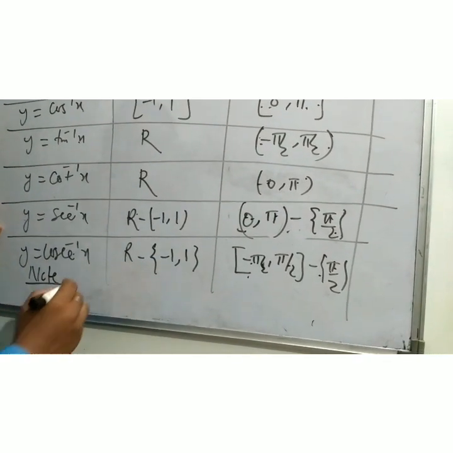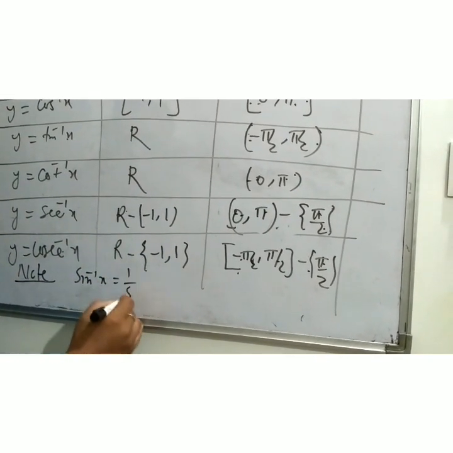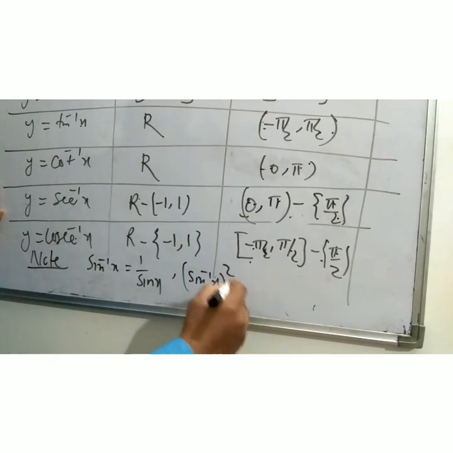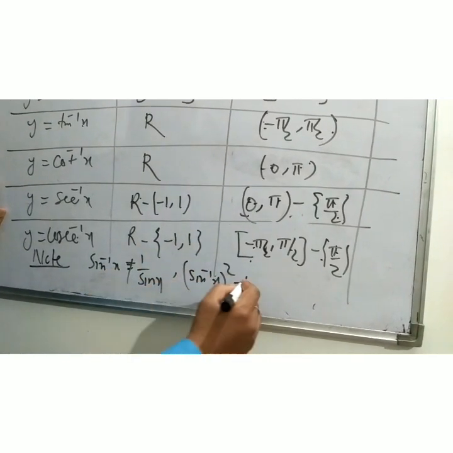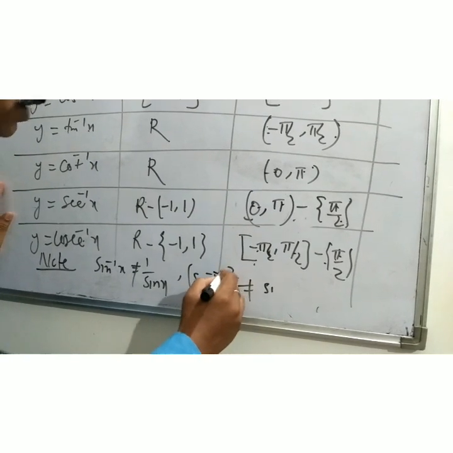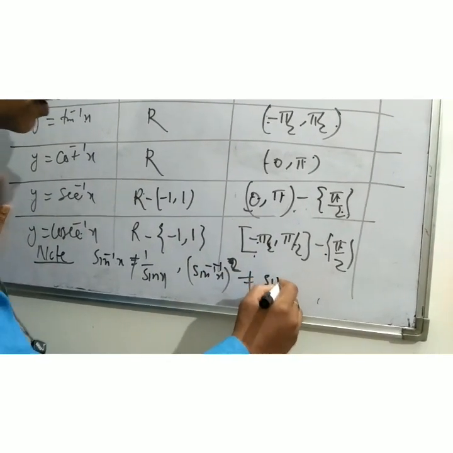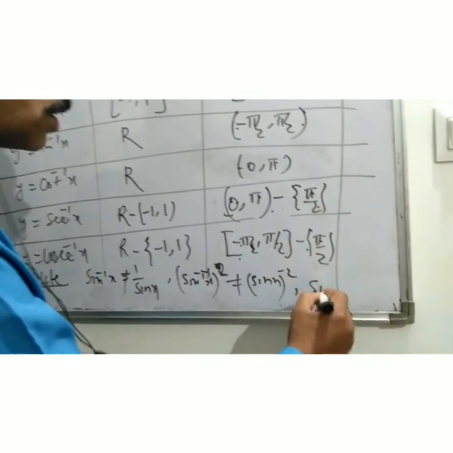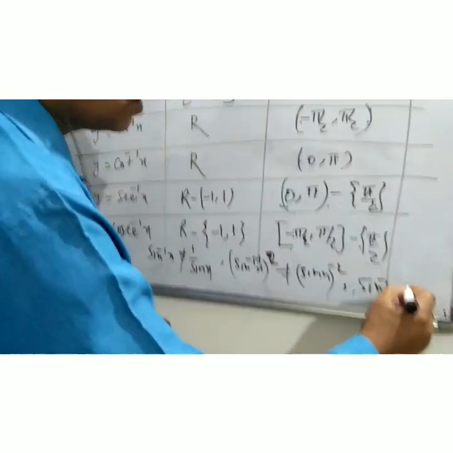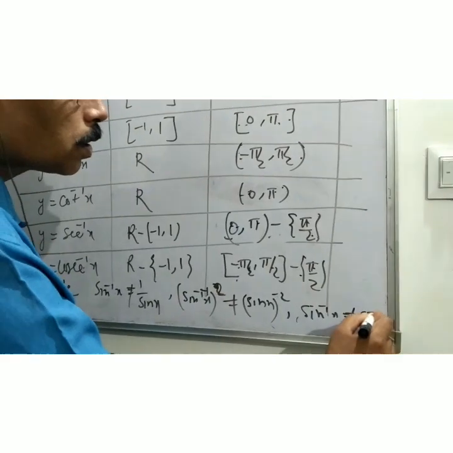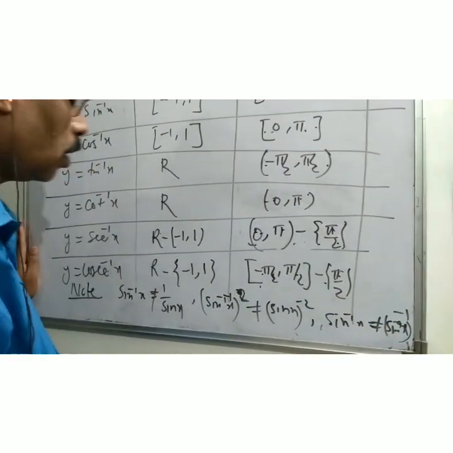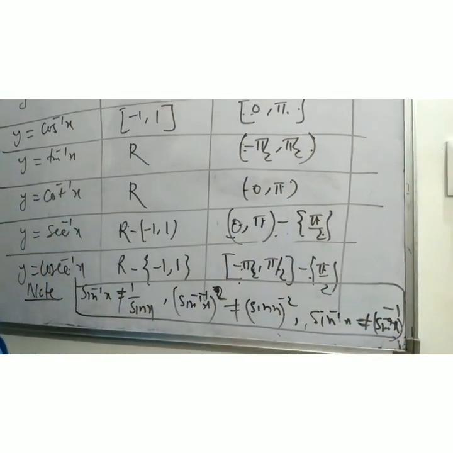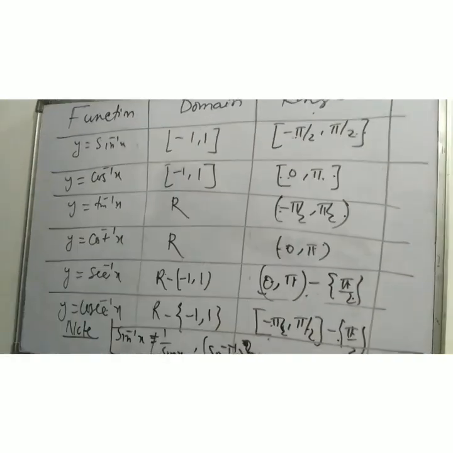So we can't write sin inverse x is equal to 1 by sin x. We can't write that. And sin inverse x whole squared is also not equal to sin x to the power minus 2. We also can't write sin inverse x as equal to sin x whole to the power minus 1. So inverse trigonometry is only the measurement of the angle of the trigonometric function.